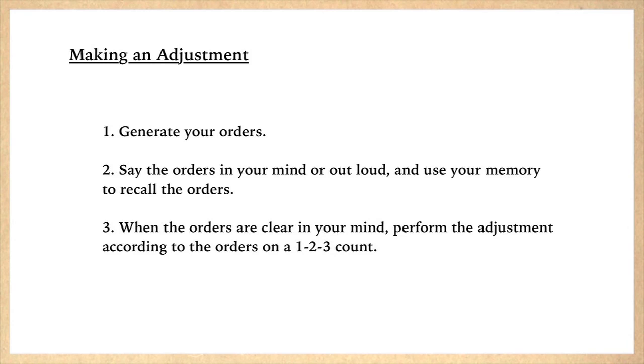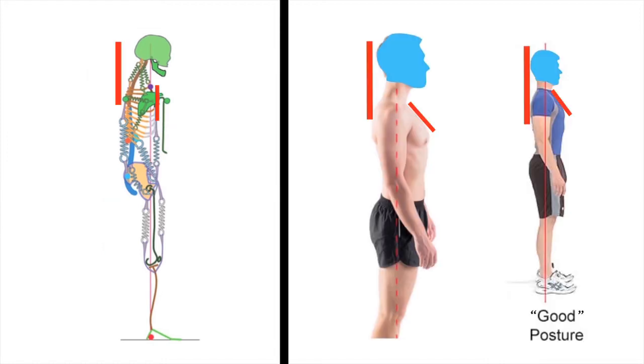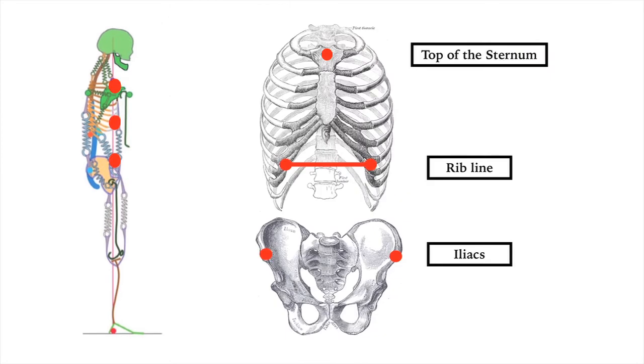For instance, if you attempt to follow the order, I will pull my rib line up away from the iliac, and are seen to be pulling your head back and the top of your sternum back, that is not what we want. So we can reformulate the order to say, I will pull the rib line up away from the iliacs, and I will not let the top of my sternum go backward.